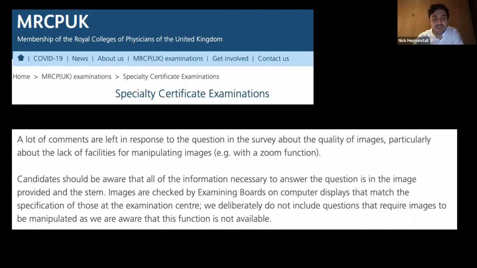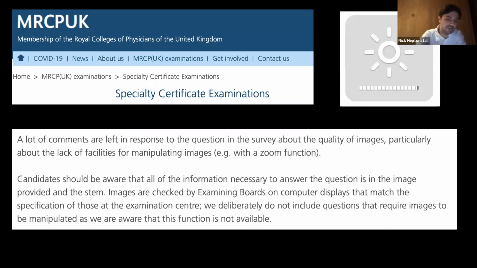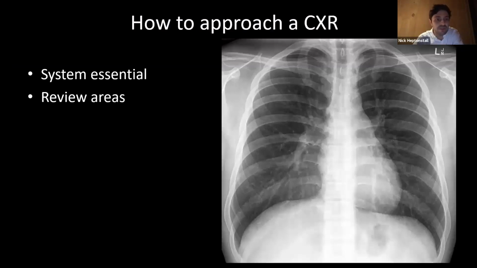So looking at the guidance online about the x-rays that you'll get, there's been lots of questions previously about the quality of the images and the fact that you can't edit the images from zooming or windowing. But it states very clearly that we do deliberately not include questions that require images to be manipulated, as we are aware that this function is not available. So all of the types of X-ray images that you're going to get, or CT scans, in the exam are probably going to be barn door cases. So if you're trying to window small, subtle findings, then there's absolutely no point. So for this, I'd recommend turning your screen right up when we go through the x-rays and some of the CT scans.